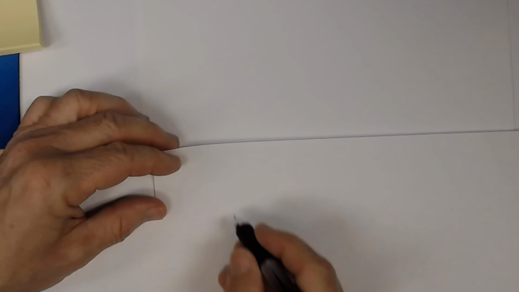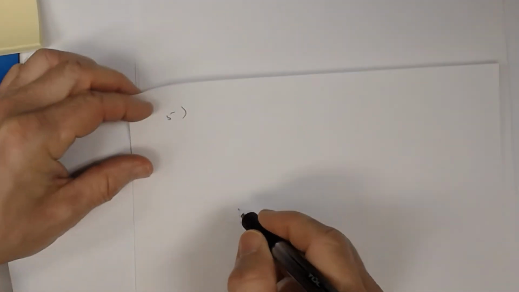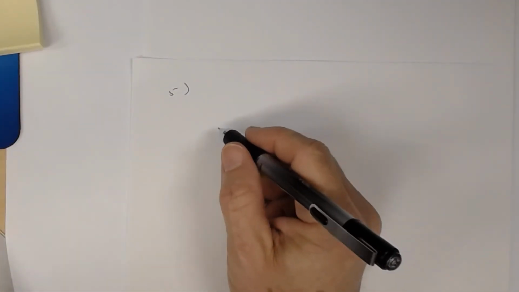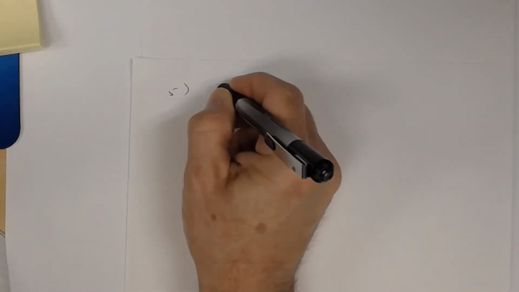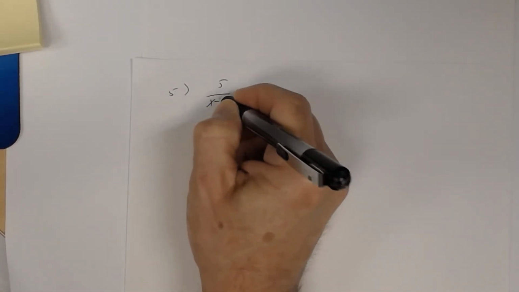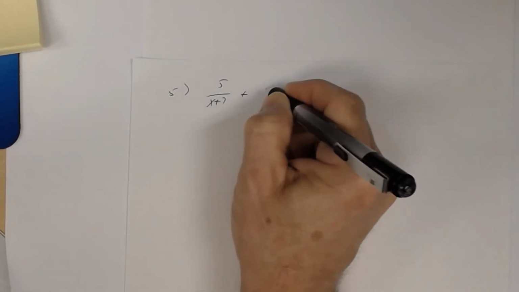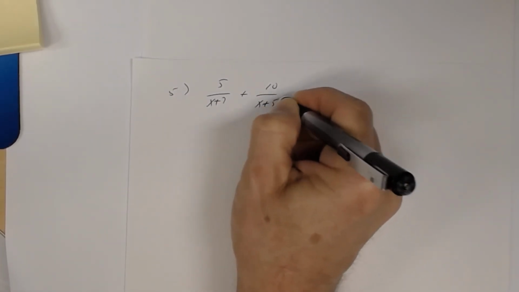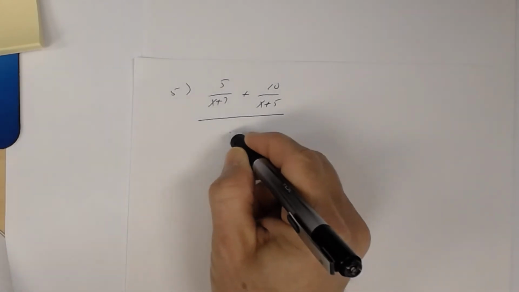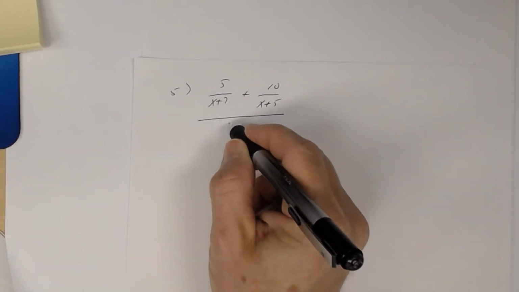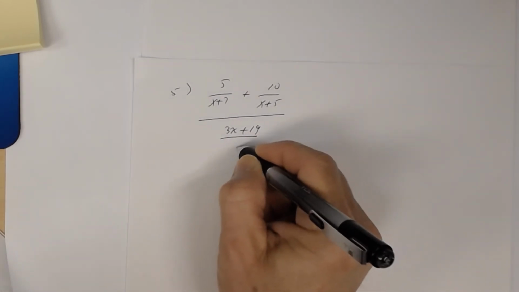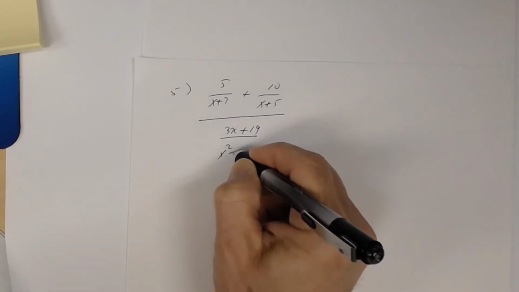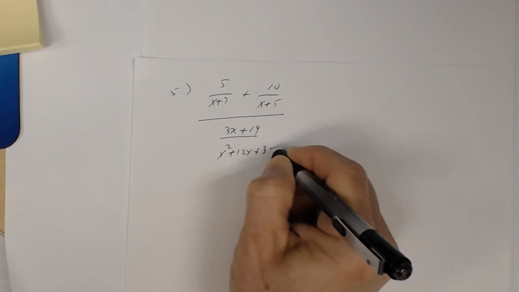So let's do this one. So we do number 5. And let's say it was this: 5 divided by x plus 7, plus 10 divided by x plus 5, all divided by 3x plus 19 divided by x squared plus 12x plus 35.